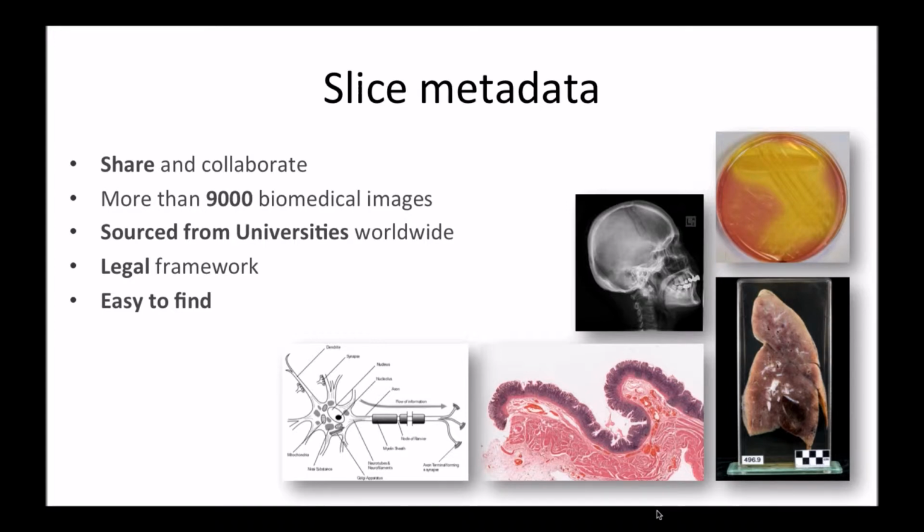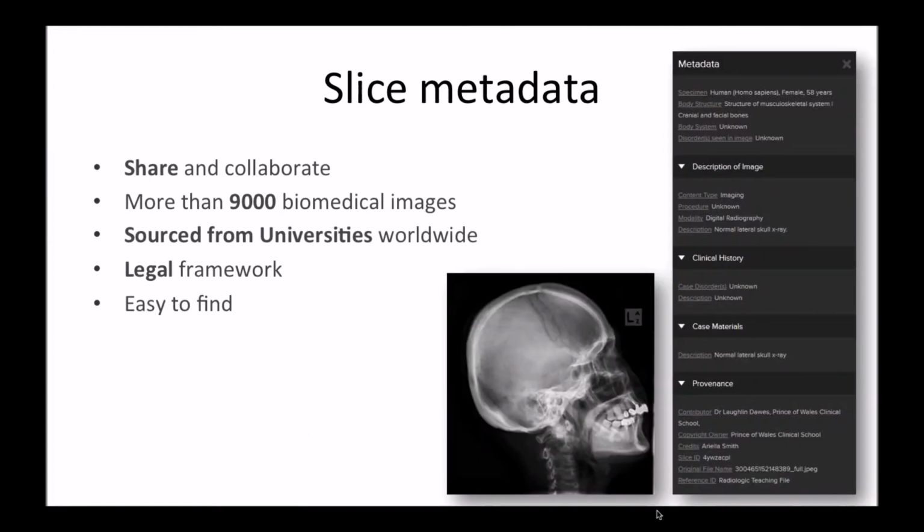Thanks to these contributions, we have a huge variety of images, from macroscopic to microscopic, anatomy to pathology, as well as radiology images and diagrams. What this means is that images need to be easy to find, and a big part of that is the type of data we collect, and this differs for the different image types available on SLICE.